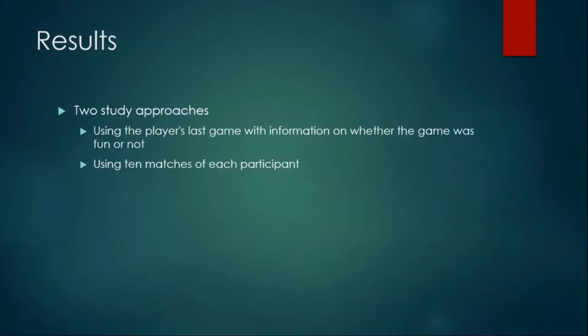As a result, the testing stage was divided into two approaches, one using only the last game of each player, together with the information whether the game was fun or not, and the second using a historical analysis of the last 10 games of each player.